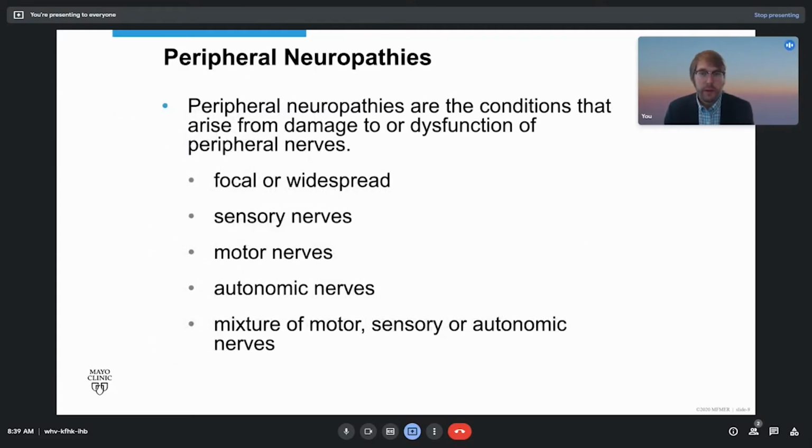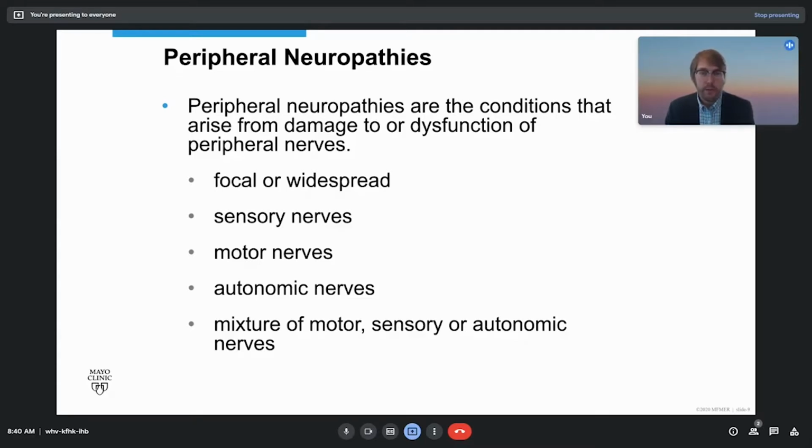Peripheral neuropathies are conditions that arise from damage to or dysfunction of peripheral nerves anywhere, however, and there are more than 8,000 known causes of neuropathy. Each individual cause may affect the nerves differently, or different groups of nerves. Each nerve is separated by its function and its location.